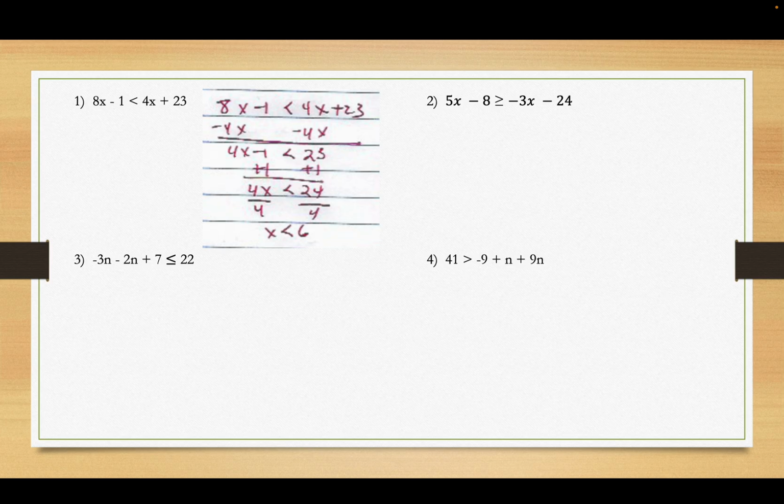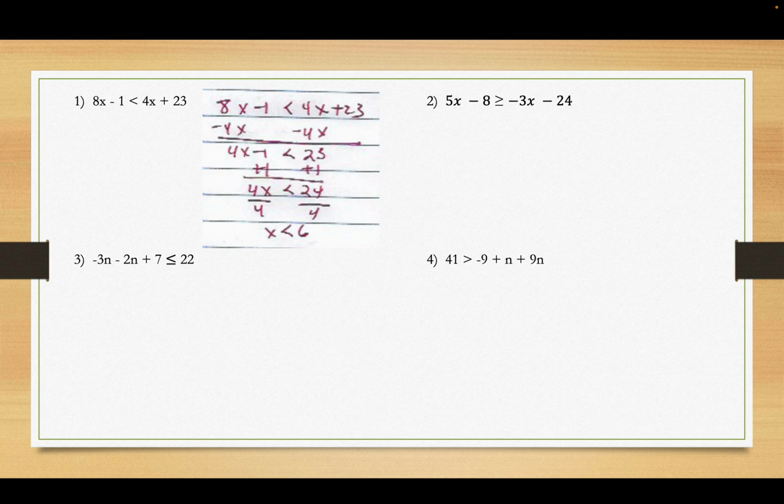But when I solve the inequality that says 8x minus 1 is less than 4x plus 23, the truth is that now I get x is less than 6, which means that it's any number that's less than 6. So for example, 5 is a solution, 5.5 is a solution, 5.99, negative a billion, 0, negative 5, positive 5. All solutions because they're all less than 6.